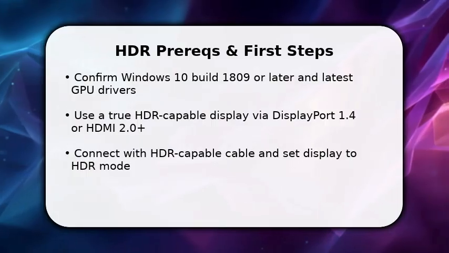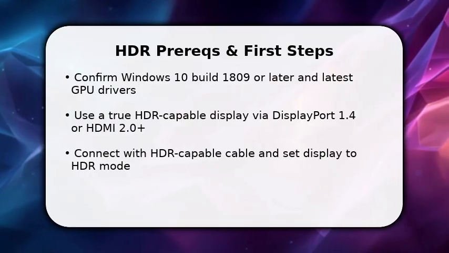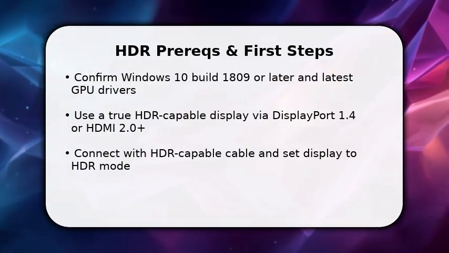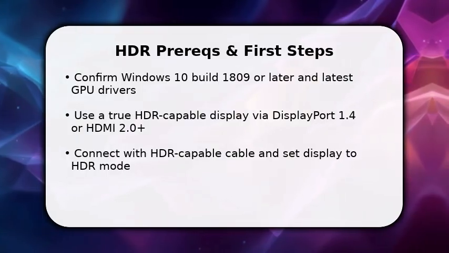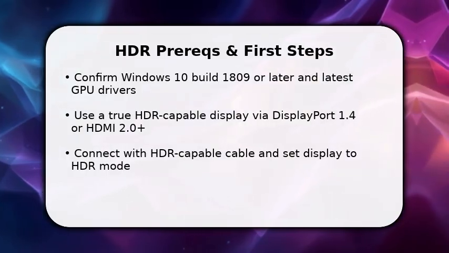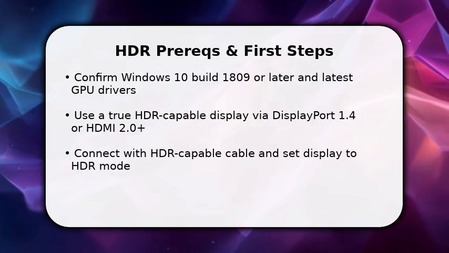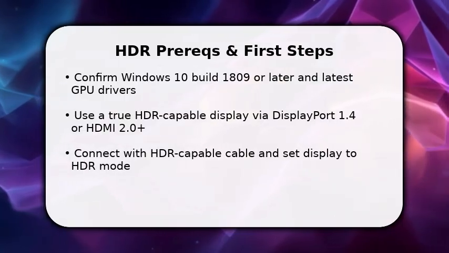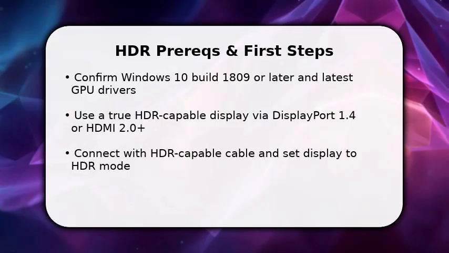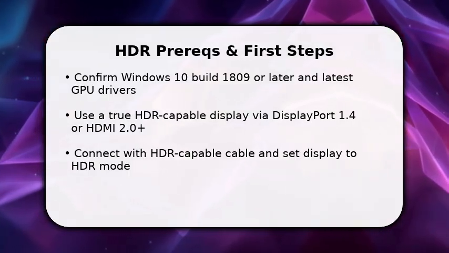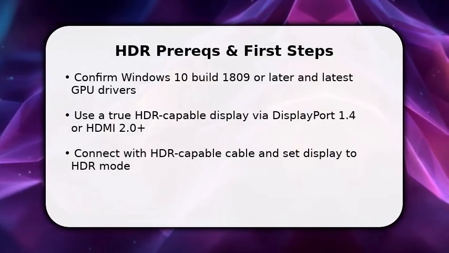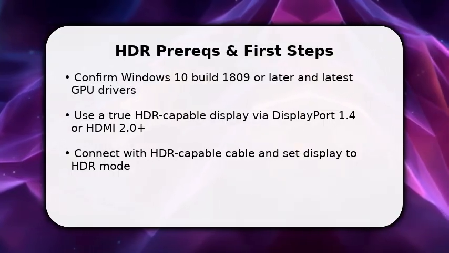You start by verifying prerequisites. Make sure Windows 10 build 1809 or newer is installed and GPU drivers are up to date. Once done, check your monitor or TV supports HDR and is set to its HDR or wide color mode. This often requires a monitor OSD change. Connect the display with a DisplayPort 1.4 or HDMI 2.0 plus cable and select the correct input.